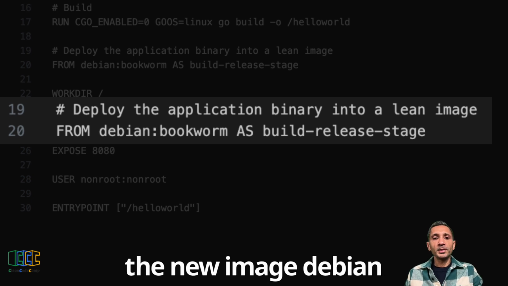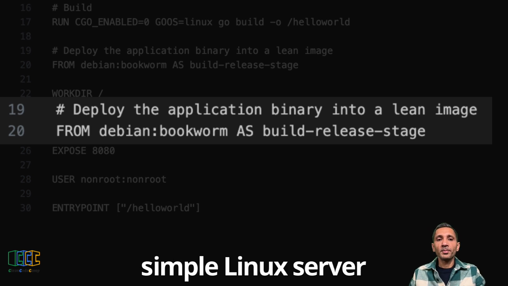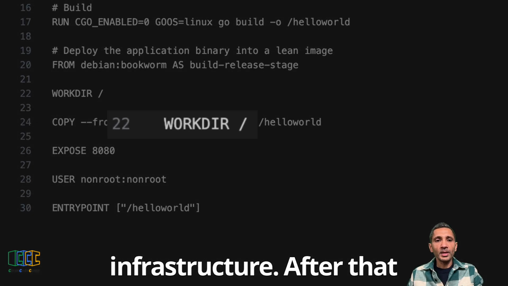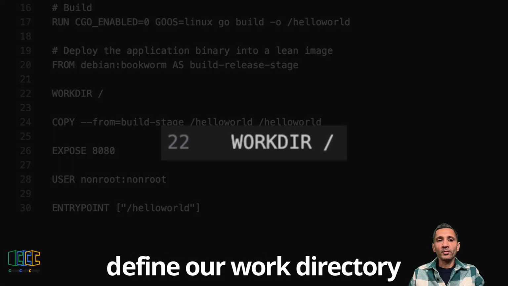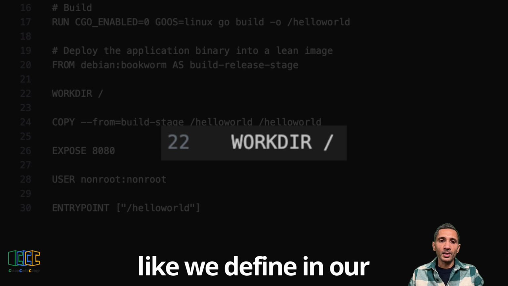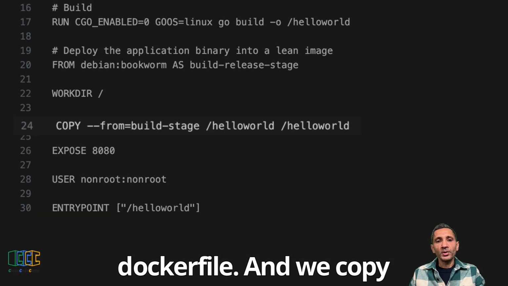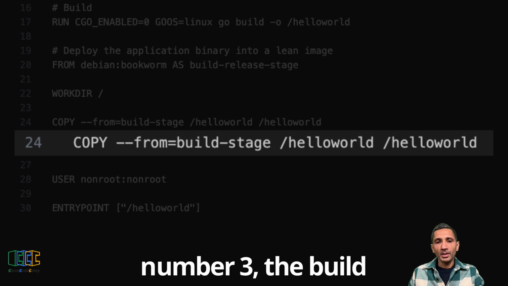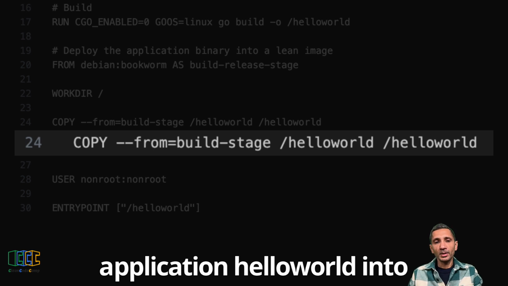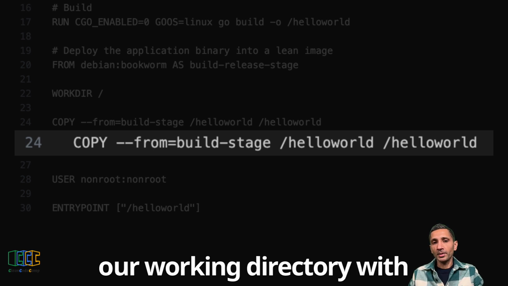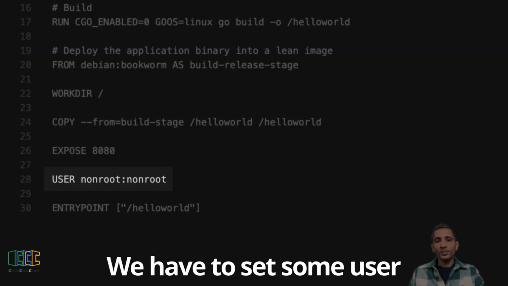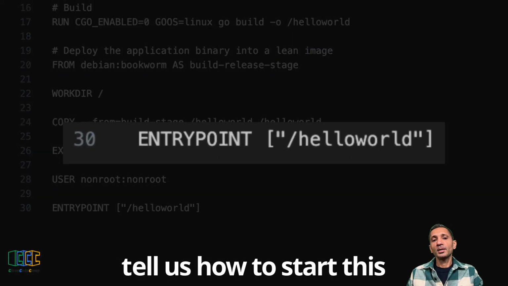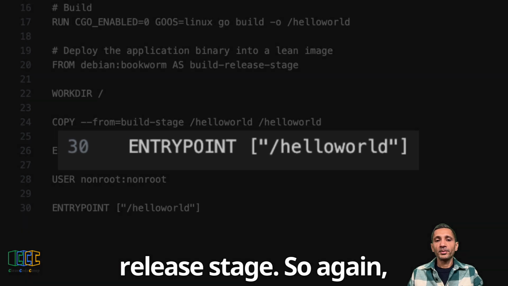Here we use the new image Debian Bookworm, which is a simple Linux server without any Go running infrastructure. After that, in line number 22, we define our work directory like we defined in our Docker file. Then we copy from our build stage, which we define in line number 3, the build application hello world into our working directory with the same name. We have to set some user rights, and then we just say entry point, which will tell us how to start this program in our build release stage.